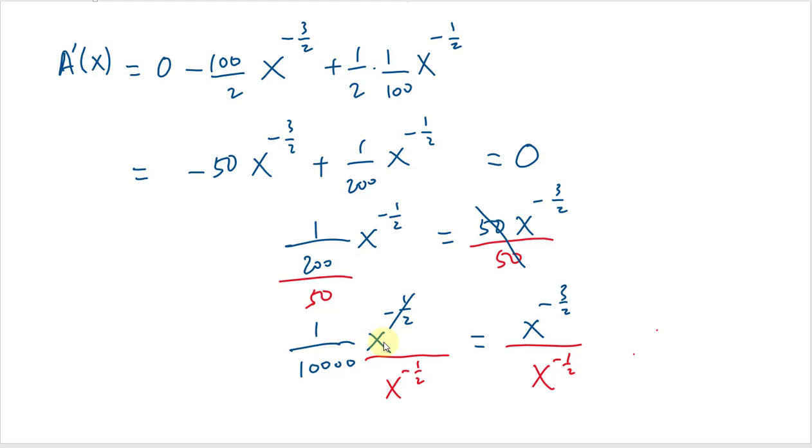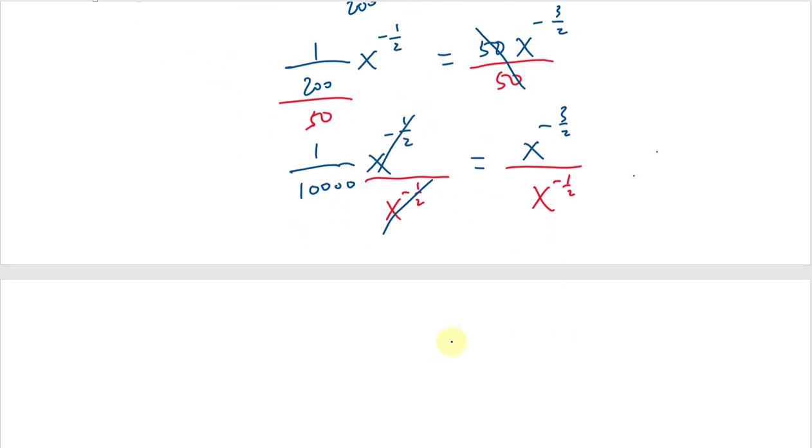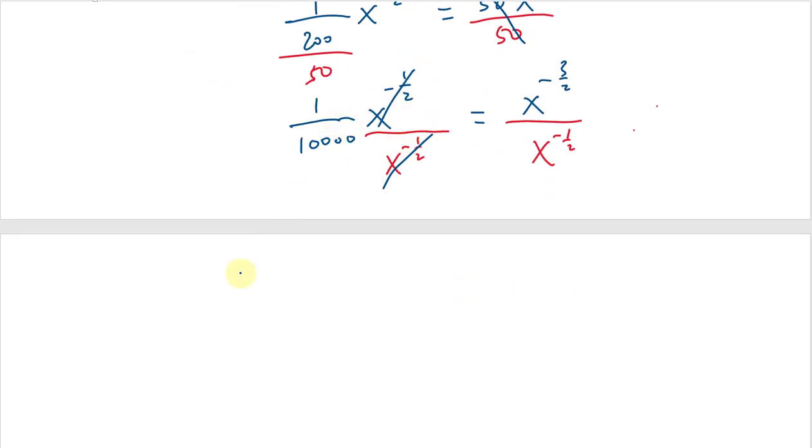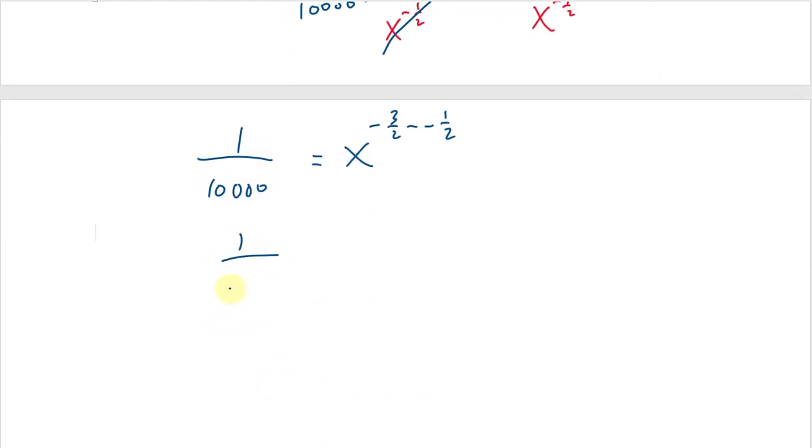Now the x here, they cancel out, so all we get from the left side is 1 over 10,000 equal to, okay, we can combine the x together. This is the same base x, so we take the exponent, and since this is division, I subtract the exponents. So minus 3/2 minus of minus 1/2. Okay, so keep simplifying so I can solve for x.